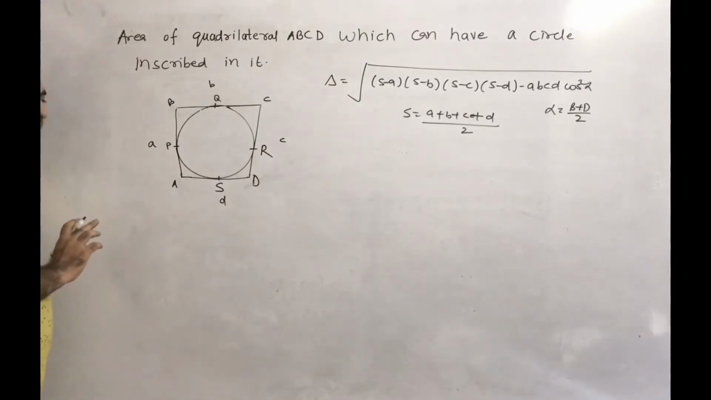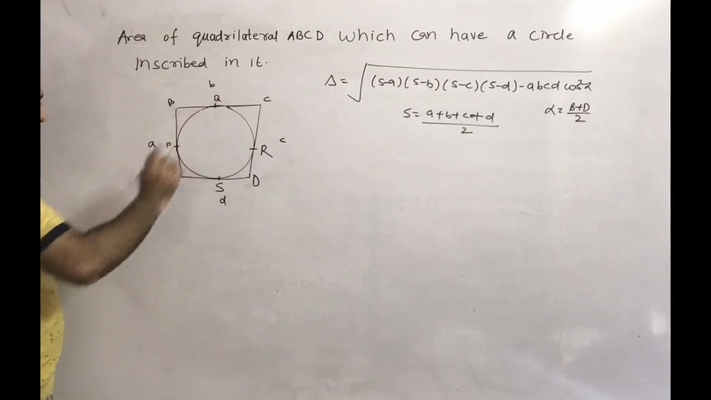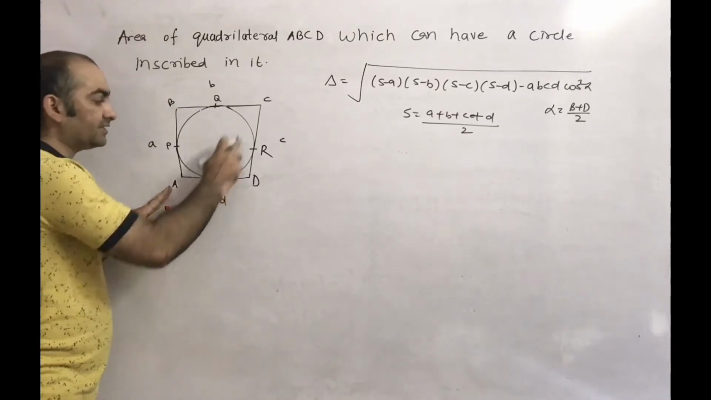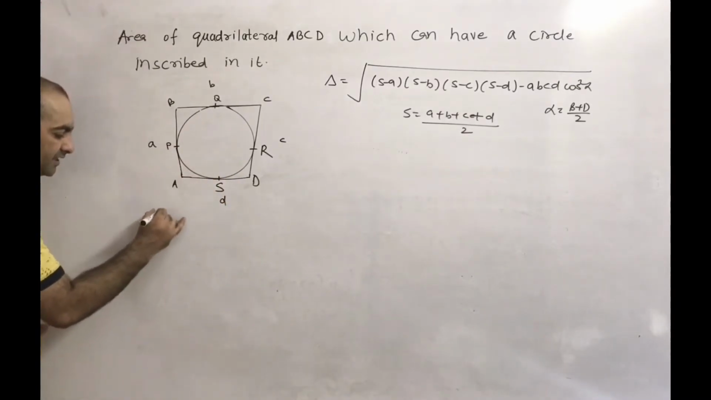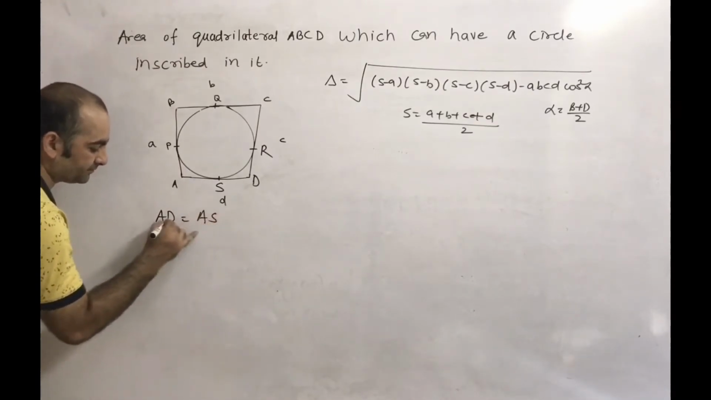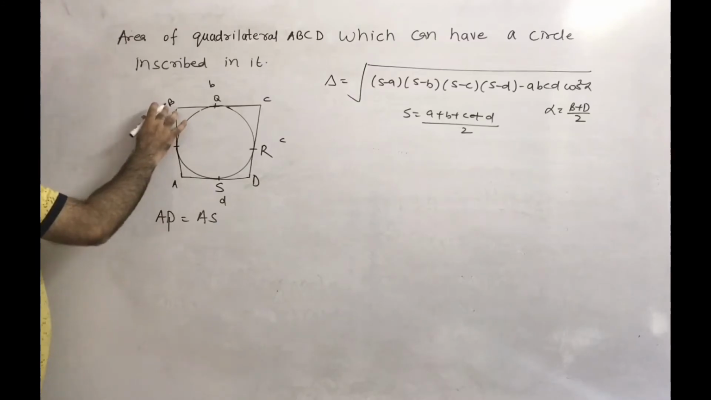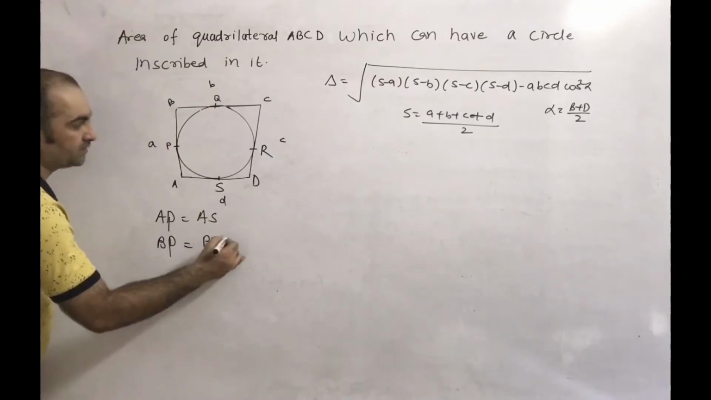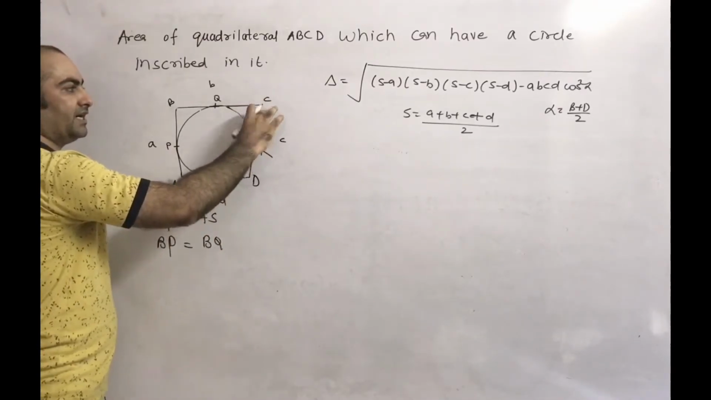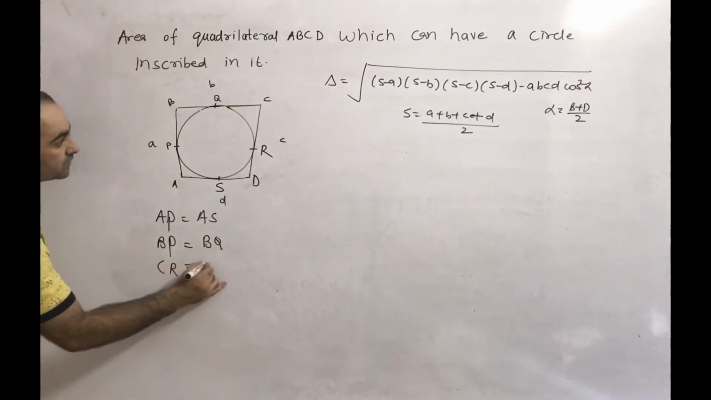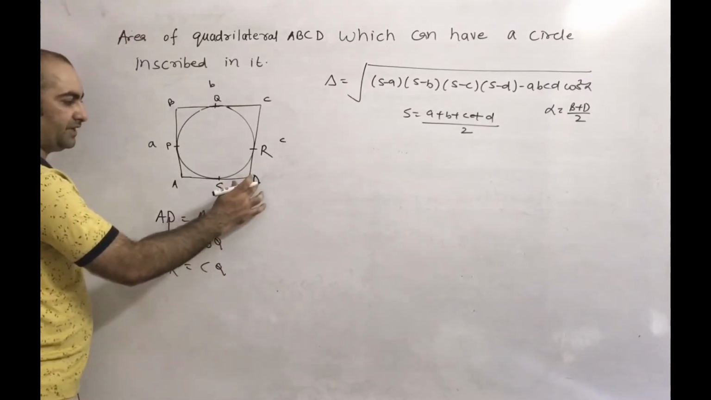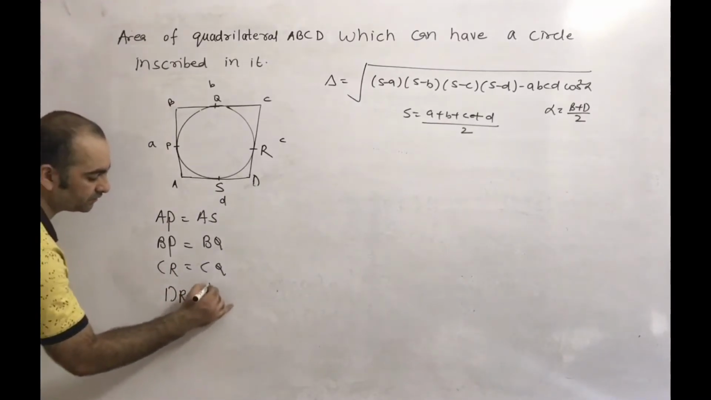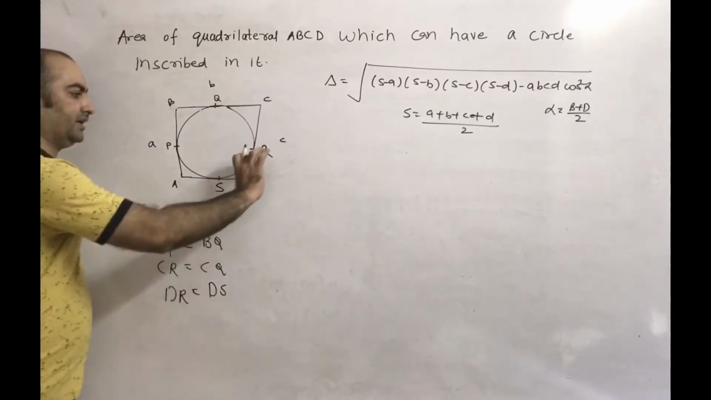So here we have a circle inside this quadrilateral. From point A we draw tangents that touch the circle at points S and P. So we can say that AP equals AS. Similarly from point B we can say that BP equals BQ. Similarly from point C we can say that CR equals CQ. And from point D we can say that DR equals DS.